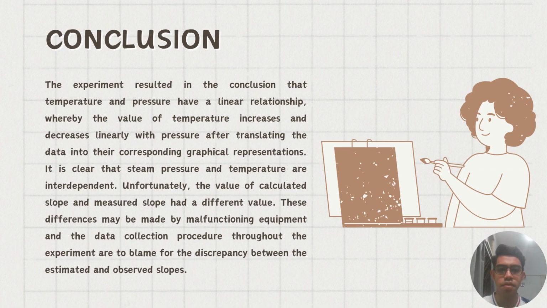Unfortunately, the value of calculated slope and measured slope had a different value. This difference may be caused by malfunctioning equipment, and the data collection procedure throughout the experiment is to blame for the discrepancy between the estimated and observed slope.